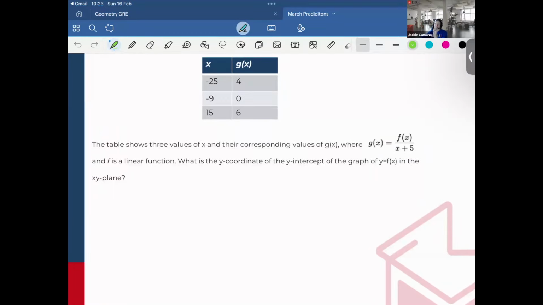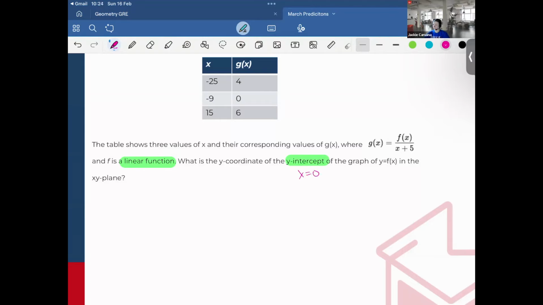I have x, I have g of x, and it tells me the table shows three values of x and their corresponding values of g of x, where g of x is equal to f of x over x plus 5, and f is a linear function. Important: what is the y-coordinate of the y-intercept of the graph of y equals f of x in the xy-plane? So remember, y-intercept is when x is equal to 0.